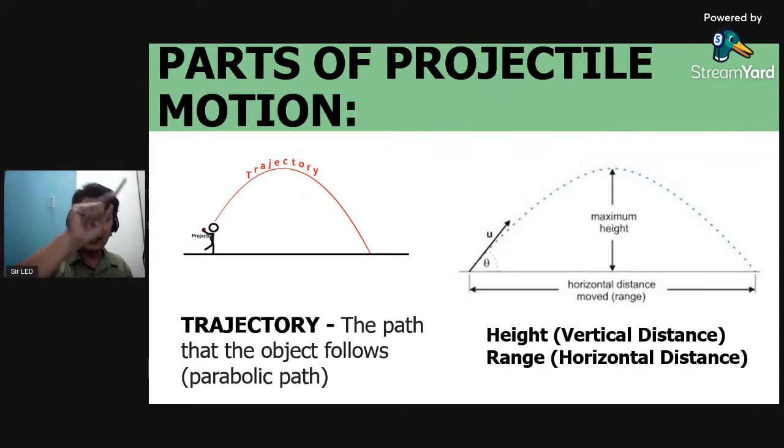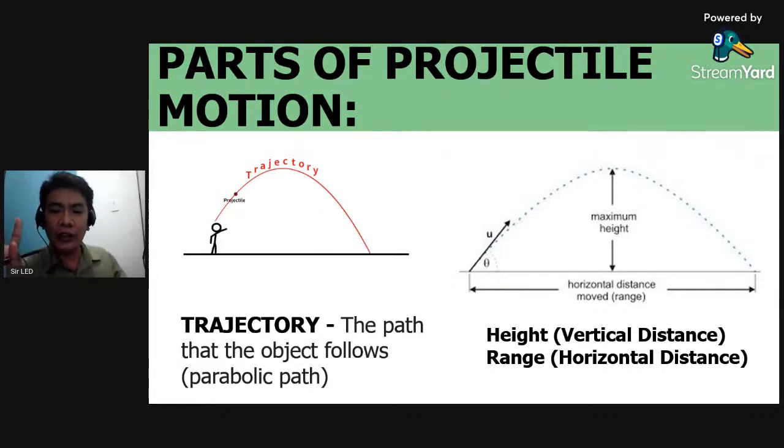Now, as the object travels the trajectory, there are two kinds of distances covered. You have the height covered and the horizontal distance. The height is the vertical distance, and the range is the horizontal distance from the point of release to where the object has reached the ground. All right, so you always remember the parts of the projectile motion.